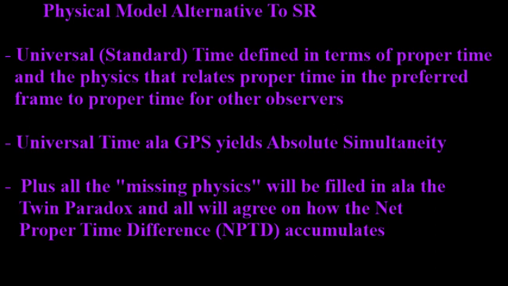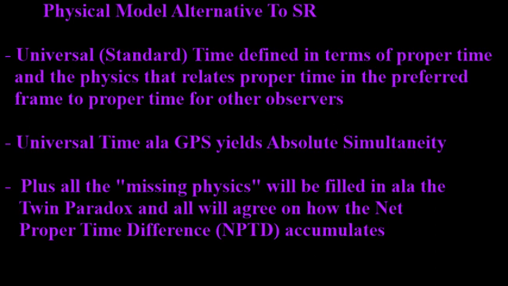This universal time, modeled on the GPS model, yields absolute simultaneity. And absolute simultaneity, in turn, yields this third bullet, where we get all of the physics missing from special relativity's view, and missing because of special relativity's construct of relative simultaneity.